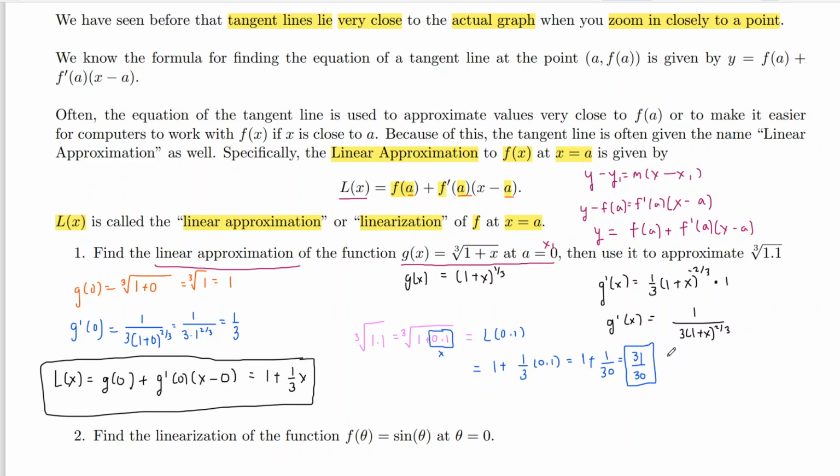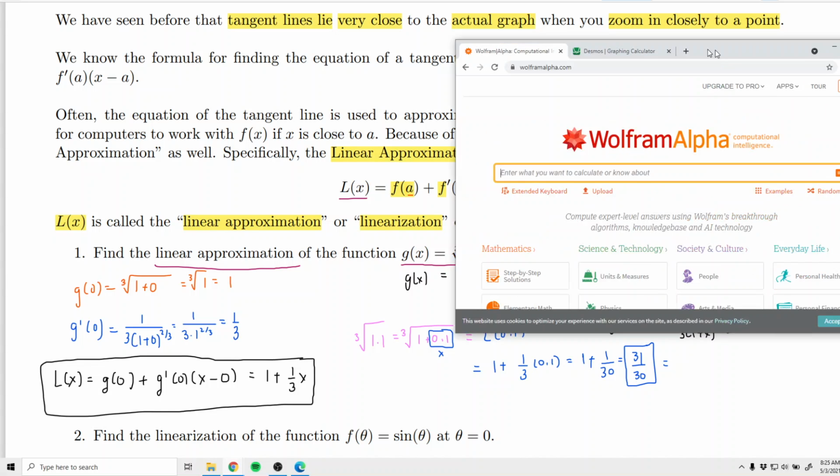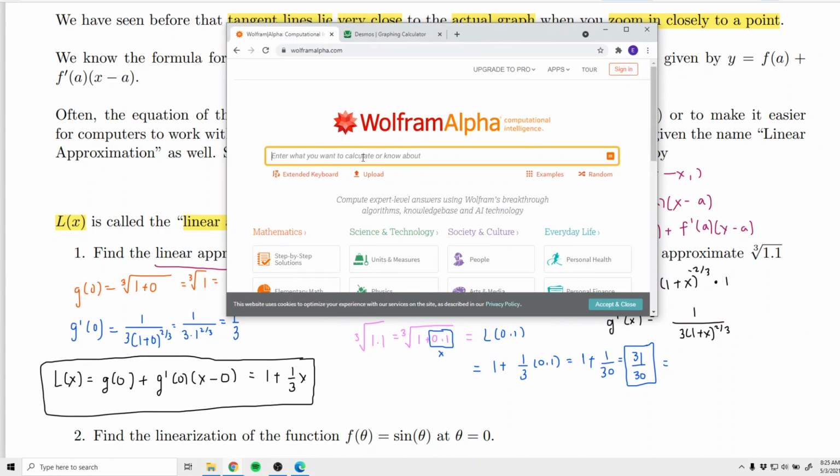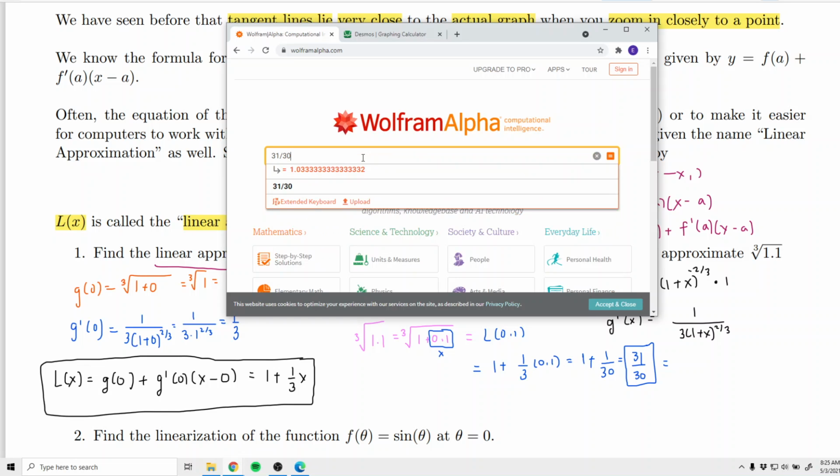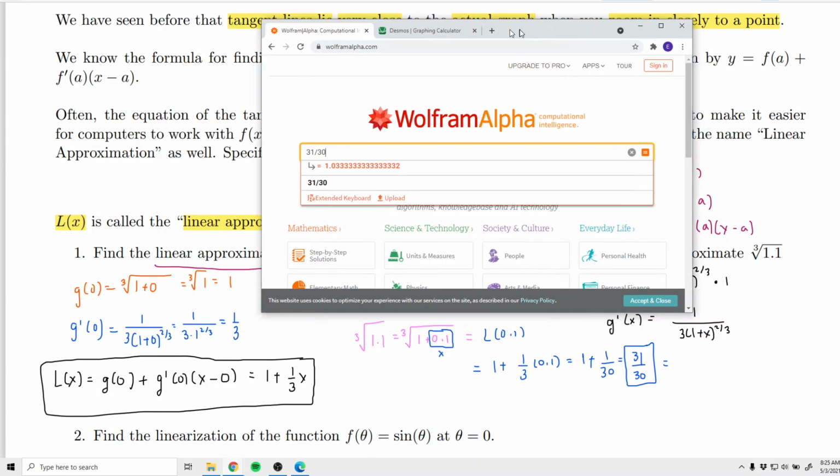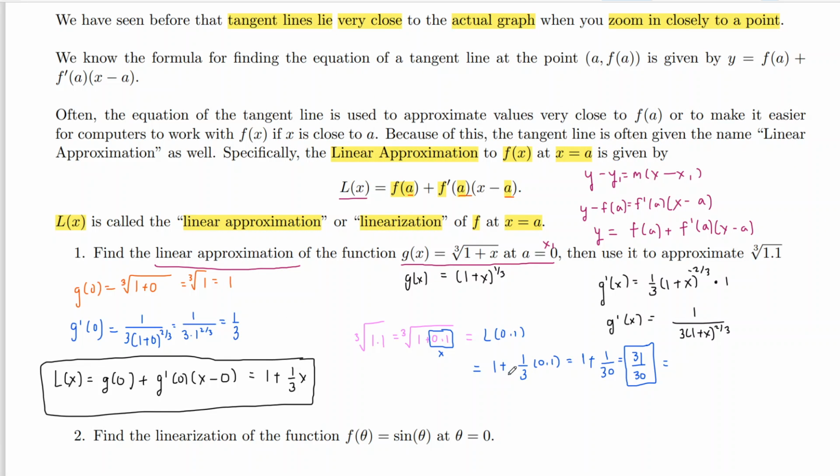Now this may not be very meaningful, so at this point, you'd probably have to type it in a calculator just to get some decimal, because at the end of the day, we are trying to approximate a cube root. And if we don't really have a number there, it's sort of unsatisfying. So let's just type in what is 31/30. And let's just say we want to round it to 4 spots. Well, you can see it's just 1.0 and then 3 repeating forever. So 1.0333 would be our answer.